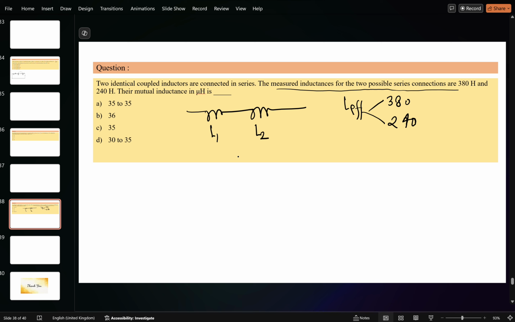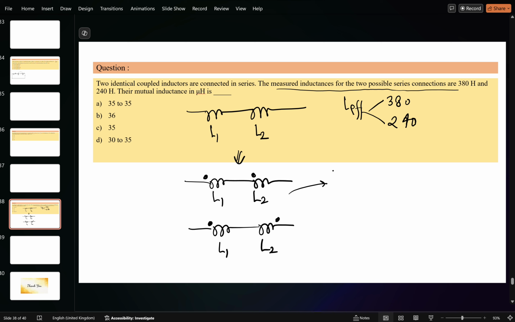It means there are two conditions, two possible ways. Suppose L1 and L2 are like this and polarities are like this, the additive polarity, or the possibility is like this. Suppose the dot is here, the dot is here. So in this case, the L effective will come out to be L1 plus L2 plus 2M. In this, it will come out to be L1 plus L2 minus 2M.